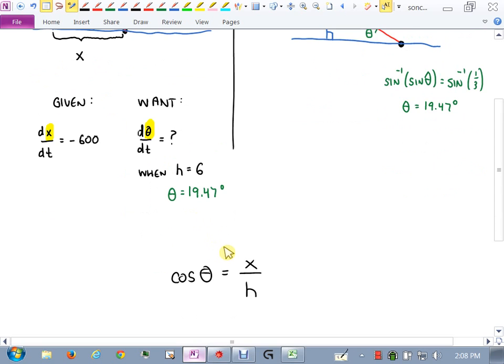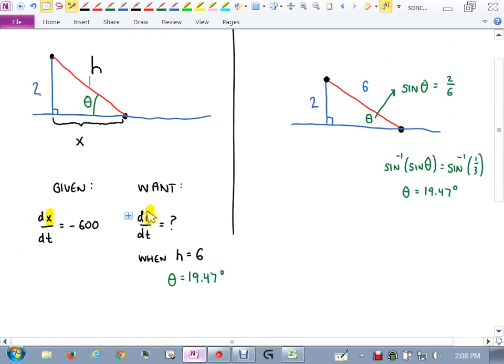Y'all follow me here? Now, here's why I'm not going to use this. Look at the variables in here. Theta is a variable, x is a variable, and h is a variable. Now, when you take the derivative and you have a theta in there, you know you're going to get a d theta dt. When x is in there, you know you're going to get a dx dt. But what else is going to happen is you're going to get a dh dt. And do you know anything about dh dt? No. Look at what you're given, what you want.